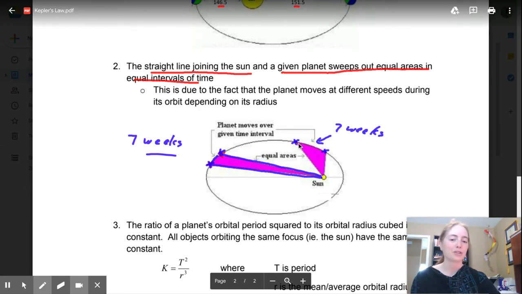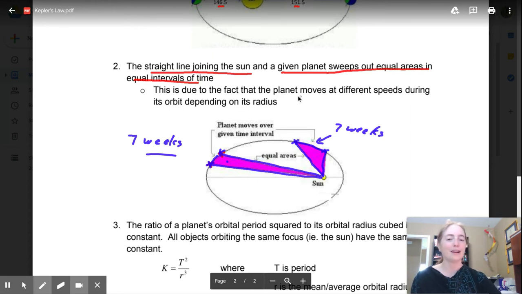Okay. So because of the weird shape of the orbit not being a circle, here to here is 7 weeks. Here to here is 7 weeks. We'll draw a line from where it started to the sun. Draw a line to where it started 7 weeks later. If we were to calculate the area of this shape and the area of this shape, it's going to be the same. Okay?